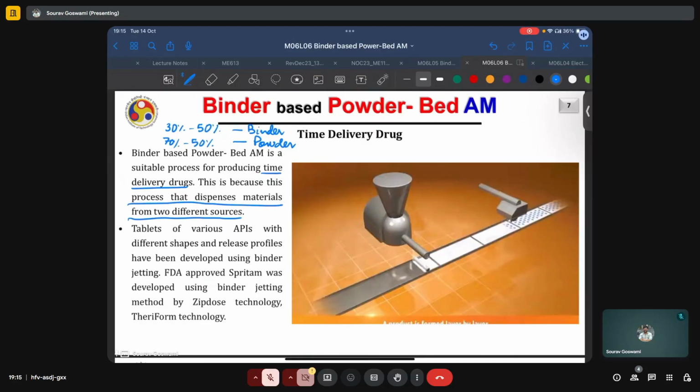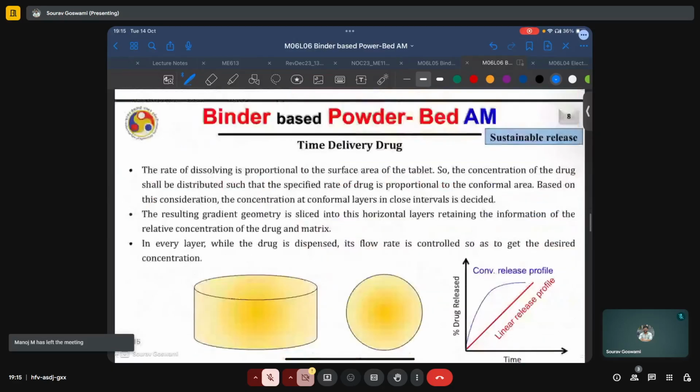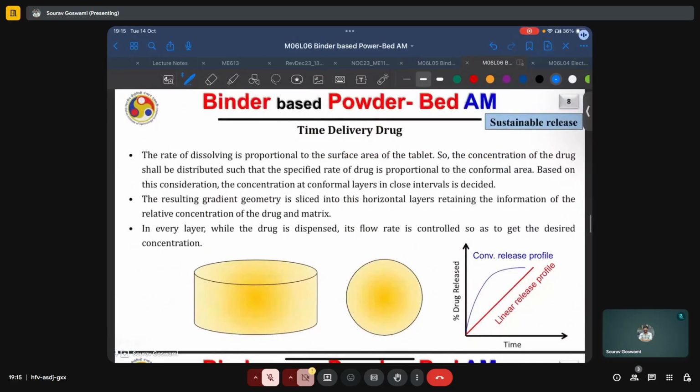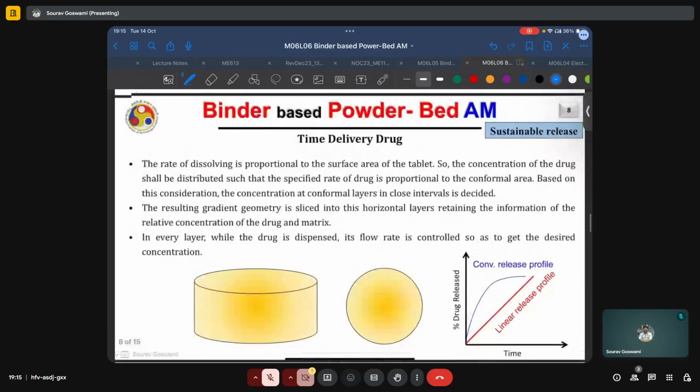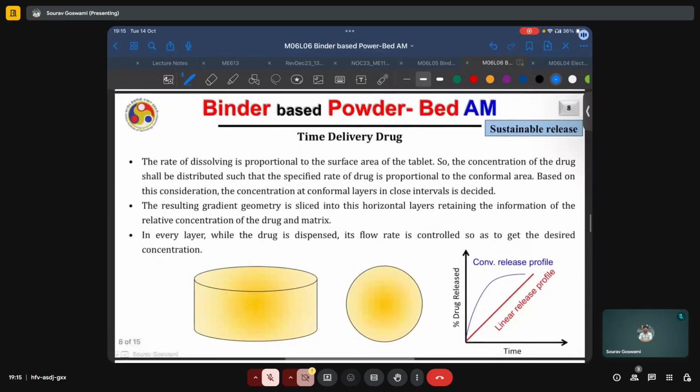Tablets of various APIs with different shapes and release profiles have been developed using binder jetting, and the FDA approved Stratum was developed using binder jetting method by Zebros technology and Theriform technology. And here we have an outline of how binder jetting based additive manufacturing can help in sustainable release of drugs into the patient's body.